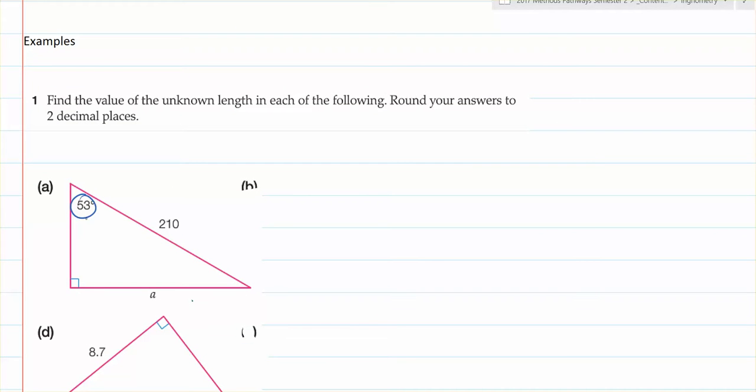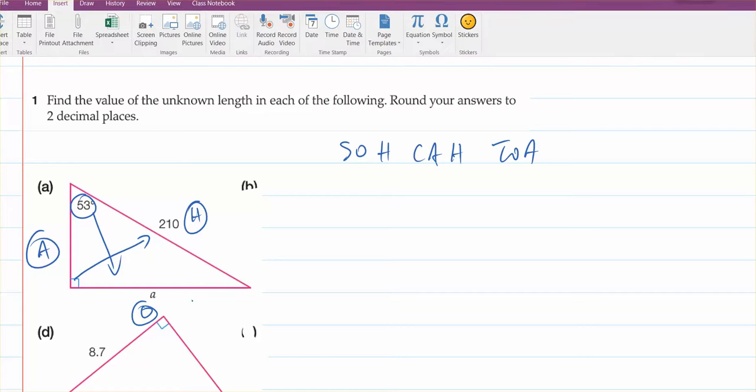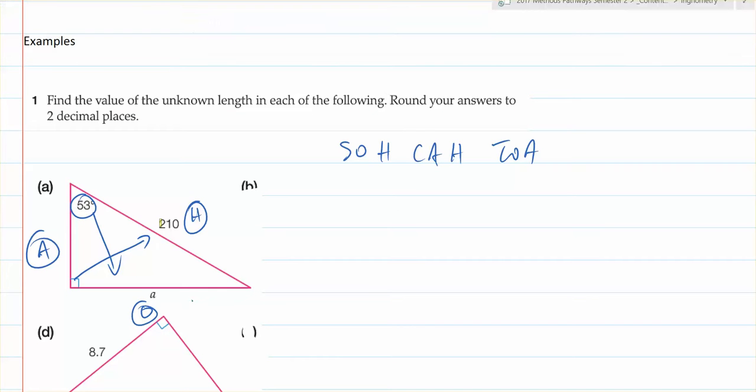For question A, we've got 53 degrees. The opposite side is obviously opposite the 53 degrees, which is side length A. Opposite the right angle is the hypotenuse side, so that's H, and the remaining side is A. Okay, so you always write SOHCAHTOA. I know that the sides of interest in this particular triangle are the hypotenuse, because it's labelled with 210, and the opposite, which is labelled with A.